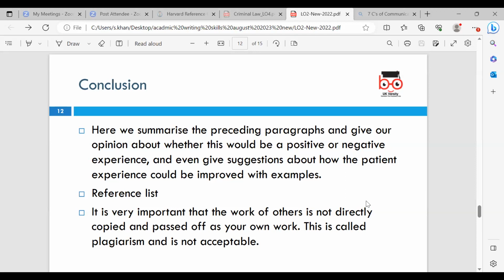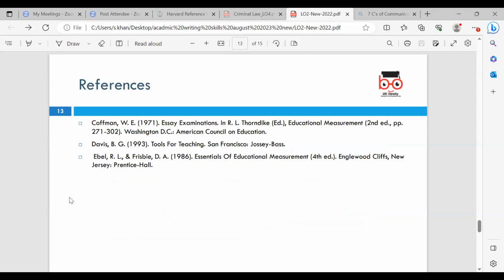Okay. It's important to use the Harvard referencing and reference your work. So these are some of the references we've used in today's sessions, okay?